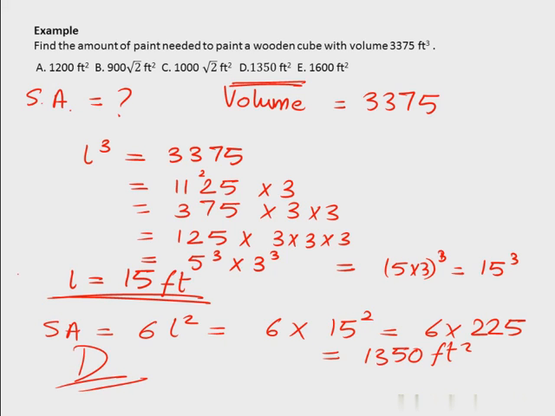So this was a straightforward question. Given the volume, find the surface area. To find the surface area, we need the length. Find the length using the volume, and then use the length to find the surface area.